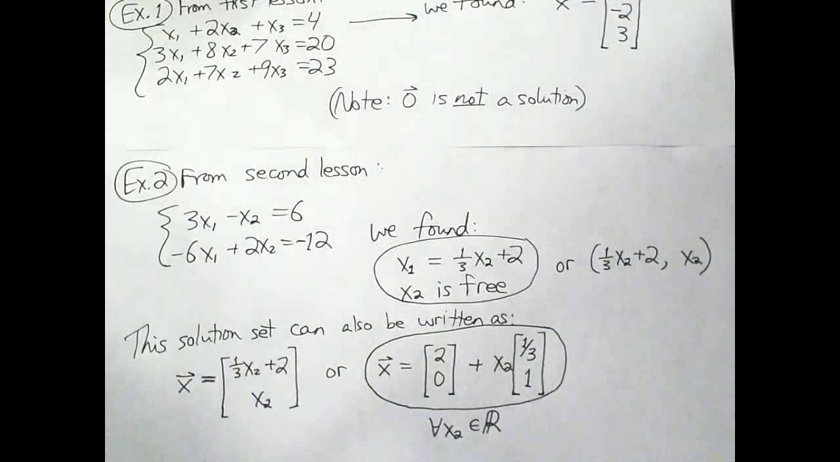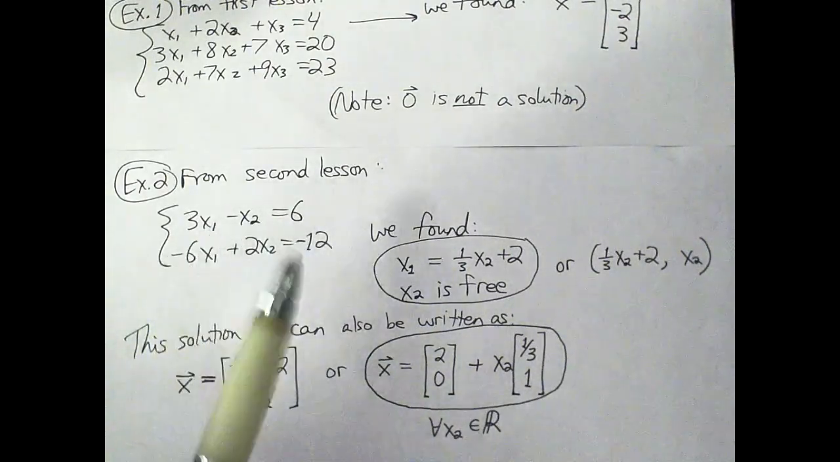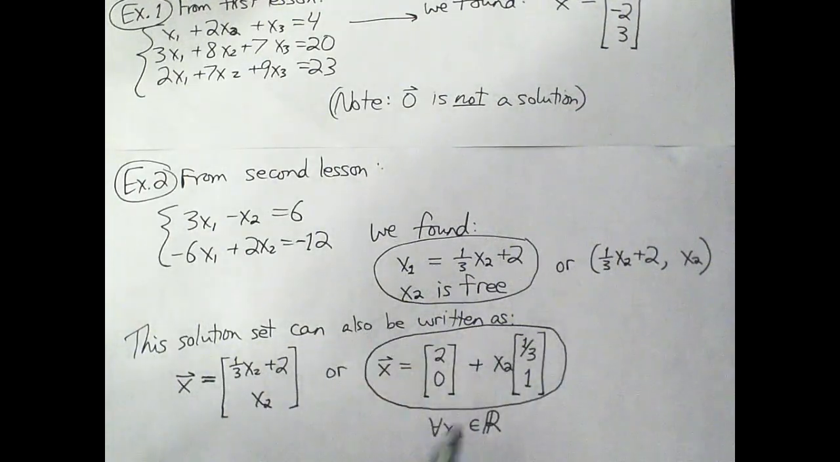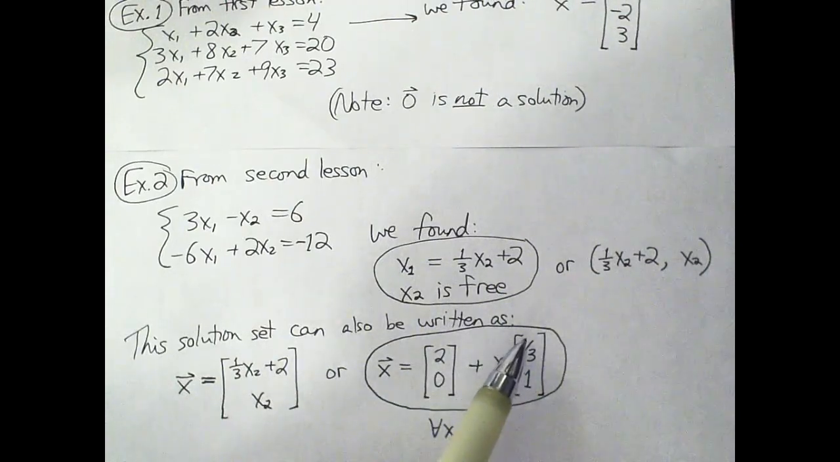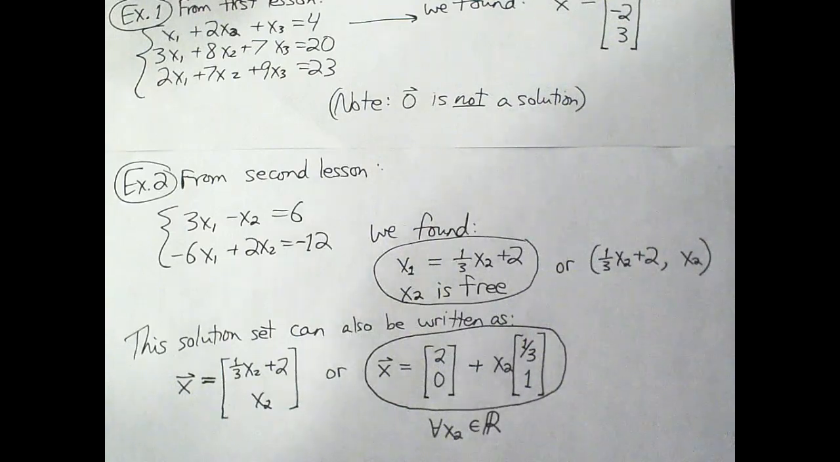So what do you think? Is this a nice way to write a solution? I think this is a nice way to describe the solution set because, again, there's infinitely many solutions to the system, but by writing it in this way, we get to see some of the structure. We get to say that every solution to this system is the vector 2, 0 plus a multiple of the vector 1/3, 1. And if you said to me, tell me 10 different solutions to this system, I could tell you 10 different solutions. I would just put in 10 different things for x2. It would be easy. So this is nice.